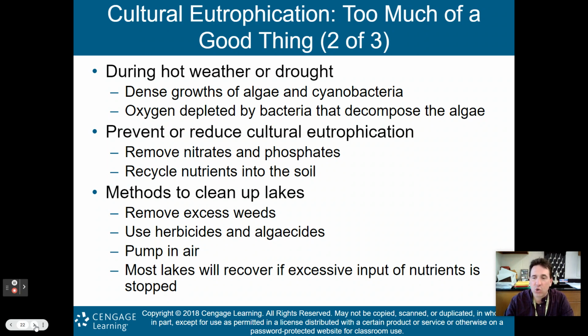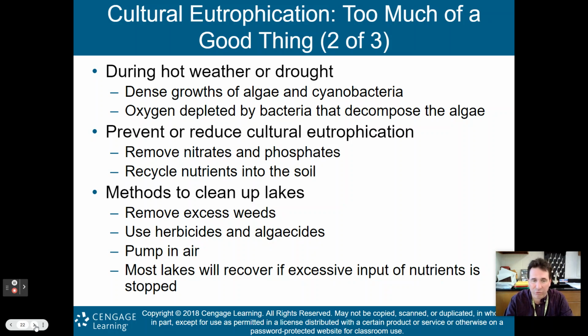During hot weather or drought, you get this dense growth of algae or cyanobacteria, and the oxygen is depleted by the bacteria that decompose the algae. All right, we spoke about that a couple of times already. How do we prevent or reduce cultural eutrophication? Well, remove nitrates and phosphates from fertilizer, right?